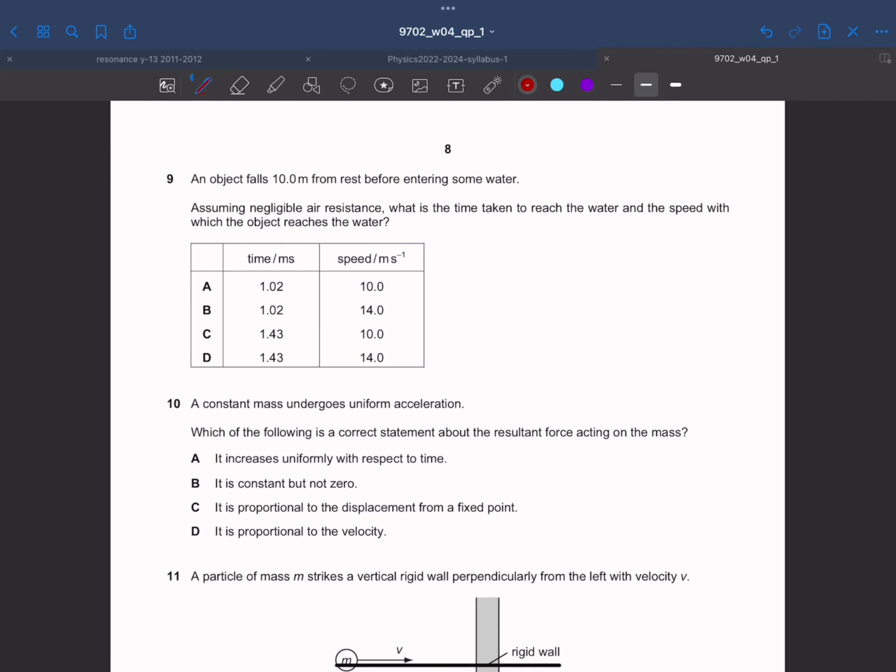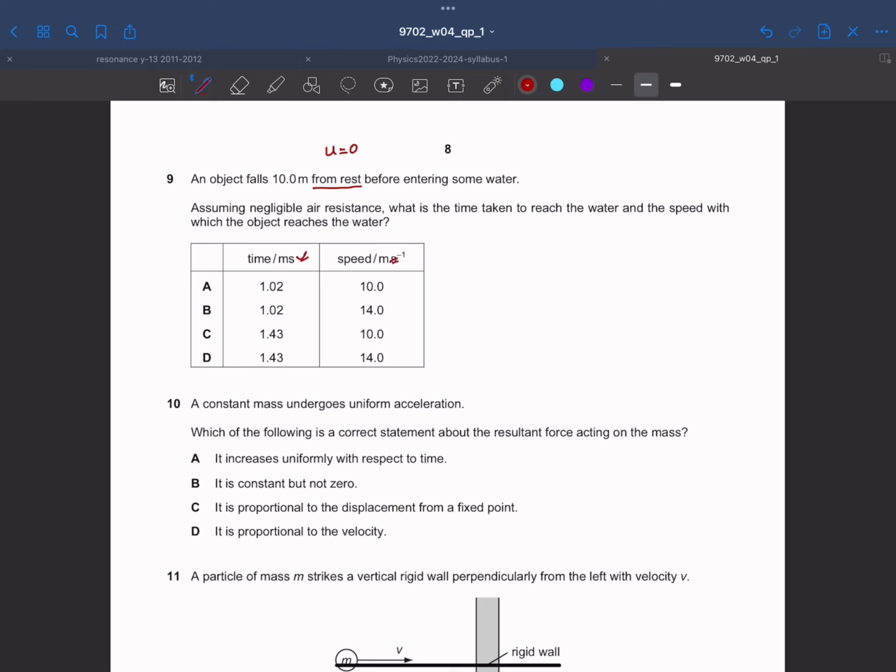Then here we have another question, question 9. An object falls 10.0 meter from rest before entering some water. Assuming negligible resistance, what is the time taken to reach the water and the speed with which the object reaches the water? So two things are required. First of all, the object falls from rest, so u is equal to 0 before entering the water. You have to find the time and speed.